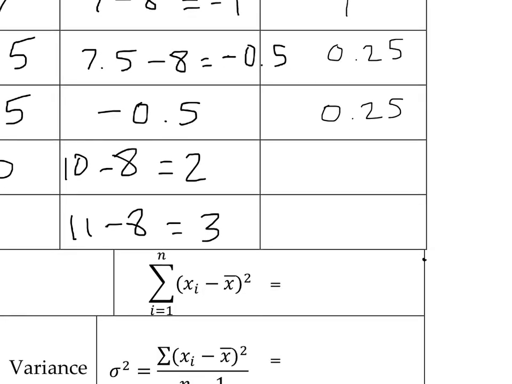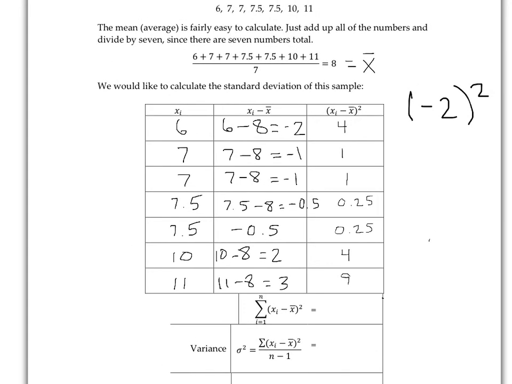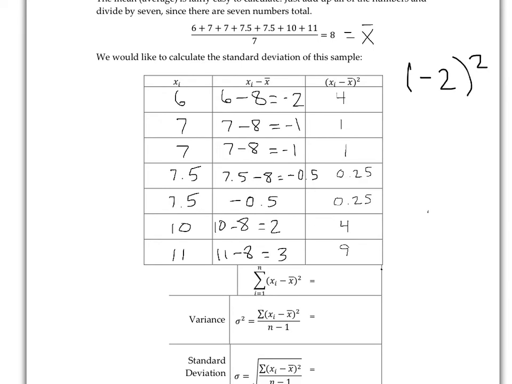2 squared, that'll be 4. And 3 squared, that'll be 9. Okay, so now we've figured out the square of all of those. And now what we're going to do is we get to this really ugly notation thingy.